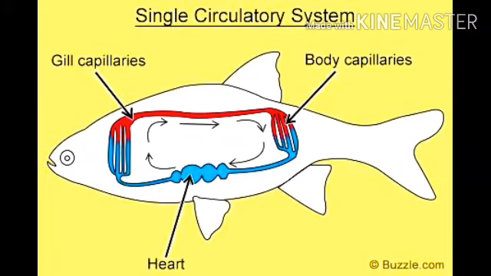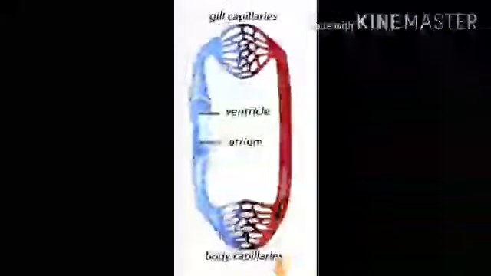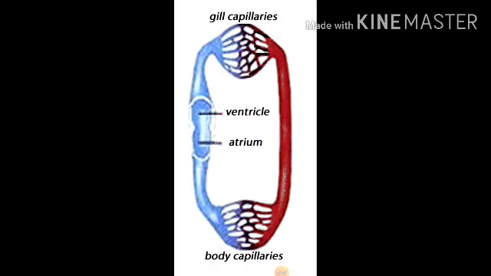You can understand this better with this flow chart. You can see the heart pumps deoxygenated blood to the gills. The blue color shows deoxygenated blood and the red color shows oxygenated blood. So the heart pumps this deoxygenated blood to the gills. In the gills, the blood gets oxygenated and is supplied to the body parts.